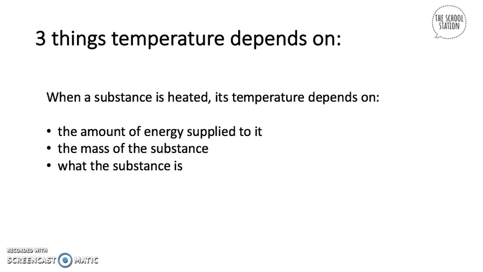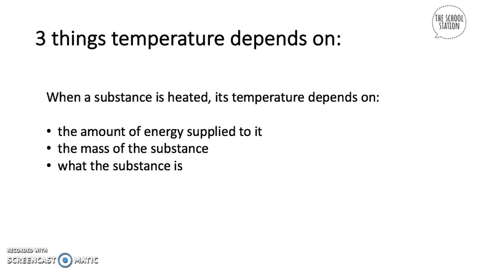Number 2 is the mass of the substance. If you take 1 kg of copper but 2 kg of zinc, then that's also going to be different in how the temperature is raised. And last of all, what the substance is: copper and zinc are both going to heat differently, and the temperature is going to depend on what the substance is. So those are the three things temperature depends on.